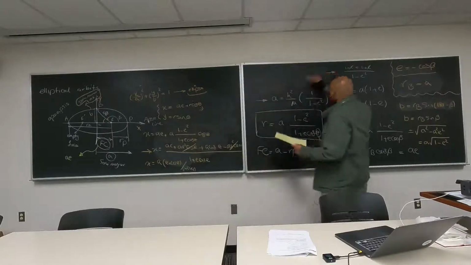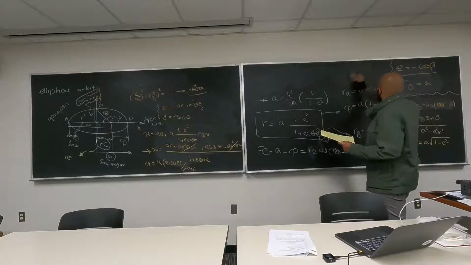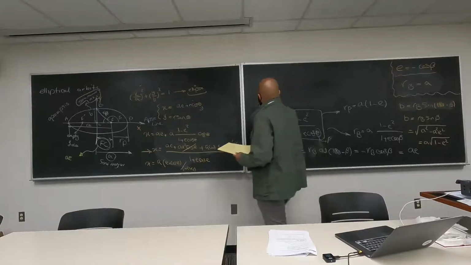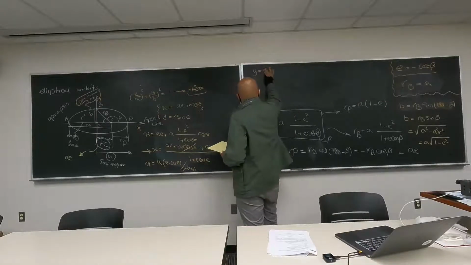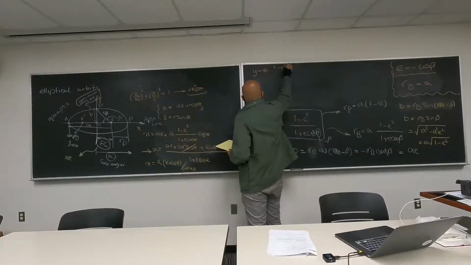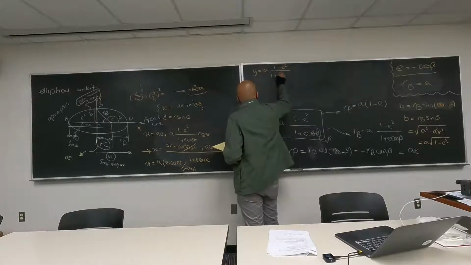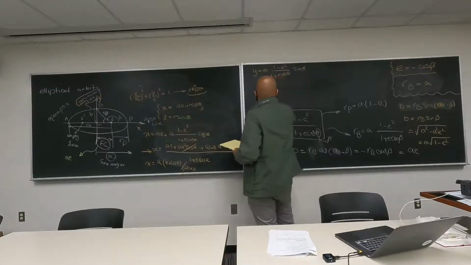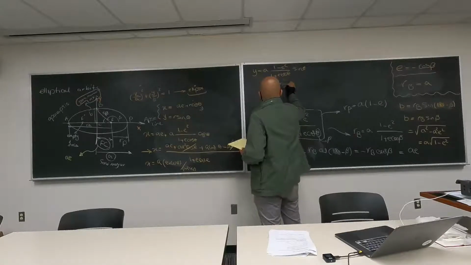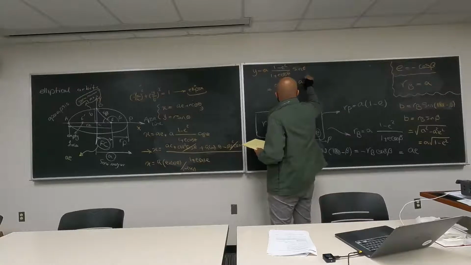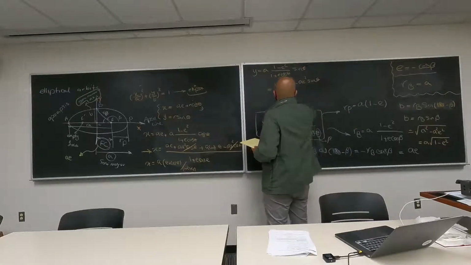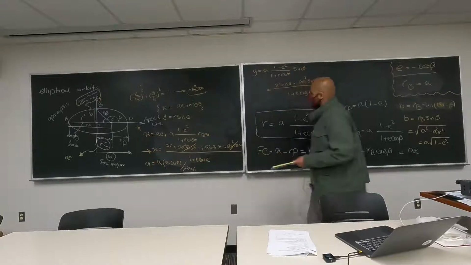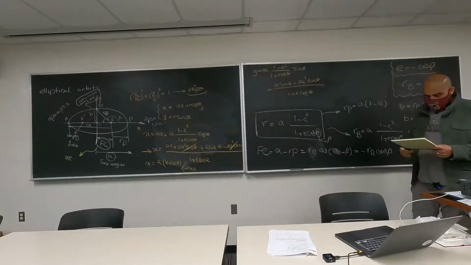For y, we have r sine of theta. So y is going to be equal to A(1 minus E squared) divided by (1 plus E cosine of theta), times sine of theta, which means that you are going to have A sine of theta minus AE squared sine of theta divided by 1 plus E cosine of theta. Okay?